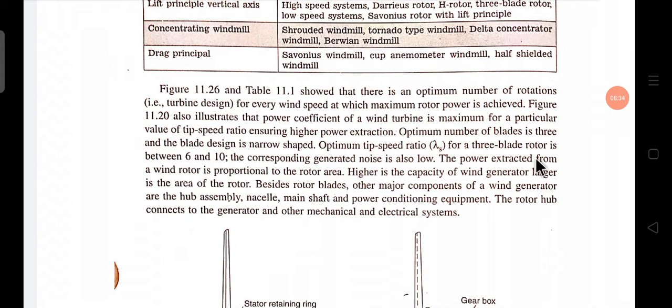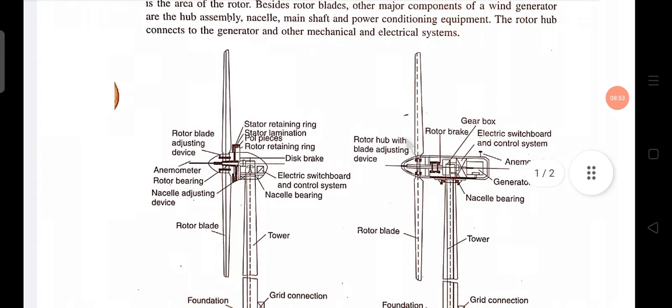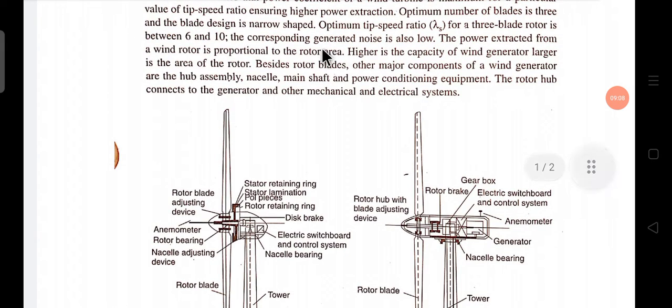The power extracted from a wind rotor is proportional to the rotor area. Higher the capacity of the wind generator, larger is the area of the rotor. Rotor area means this area. When this area is large, then it can generate high power, or when this area is small, it can generate low power.